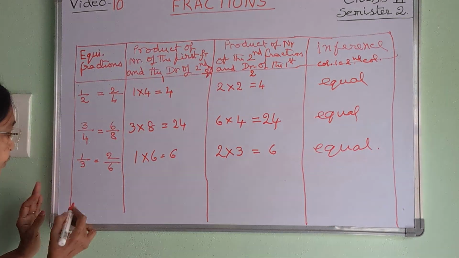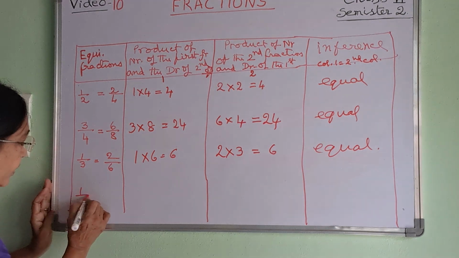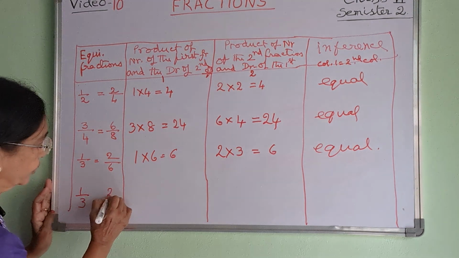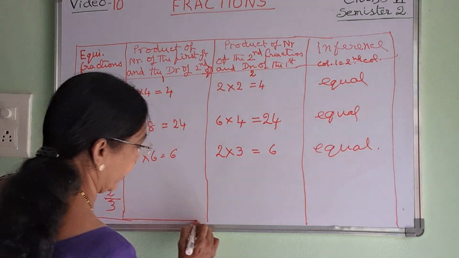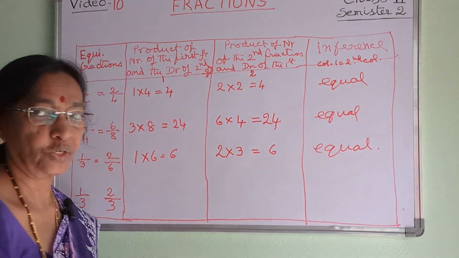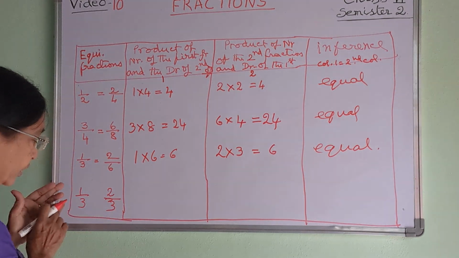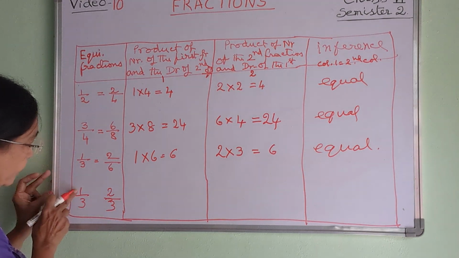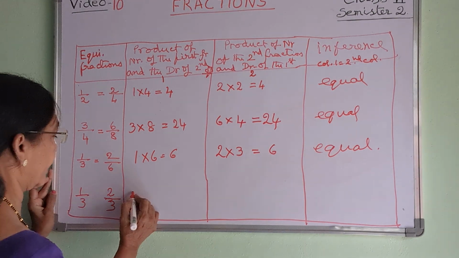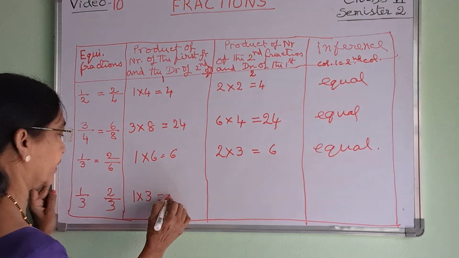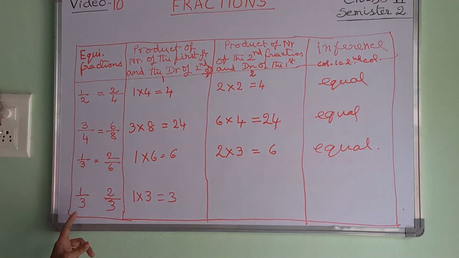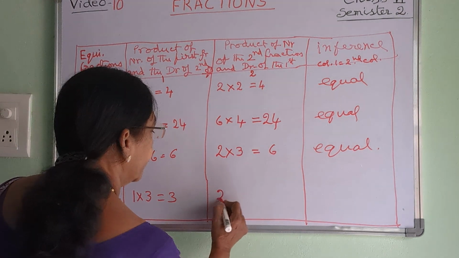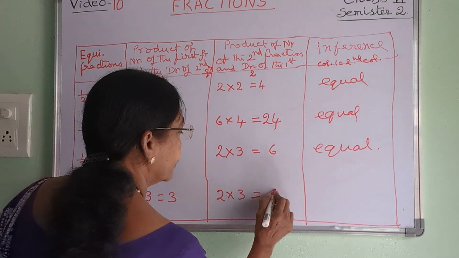Now let us take two fractions which are not equal. 1 by 3 and 2 by 3. These two are not equal or equivalent fractions. But the product of the numerator of the first fraction and the denominator of the second fraction, 1 into 3, is equal to 3. And the product of the numerator of the second fraction and the denominator of the first fraction, 2 into 3, is equal to 6.